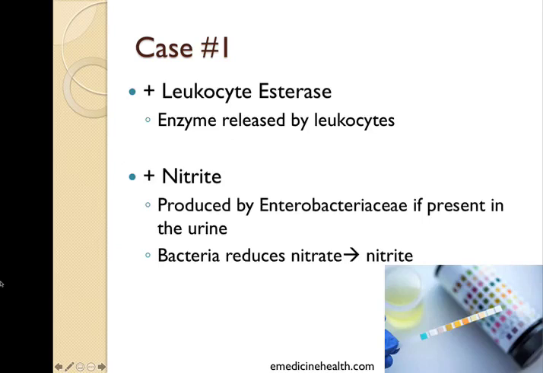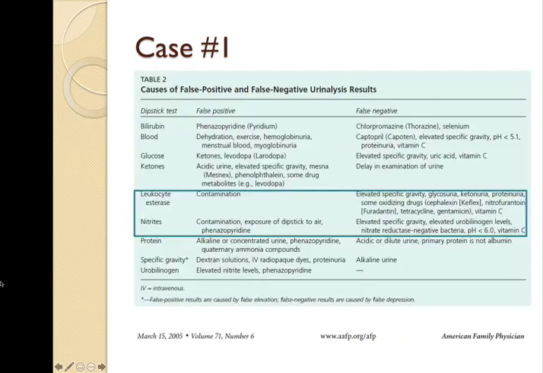Okay. Remember, there is also a nitrate, right? That is produced by Enterobacteriaceae if they are present in the urine. And the mechanism behind it is that the bacteria reduces nitrate into nitrite, and that's what the test picks up. So I was actually curious to know myself, because I forgot what exactly happens with those tests.